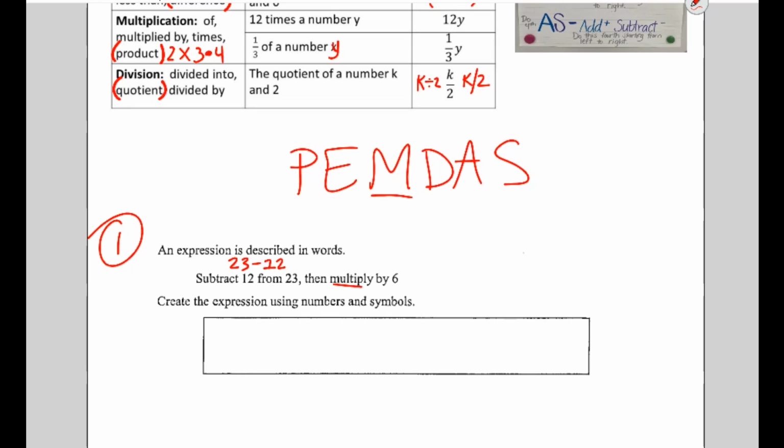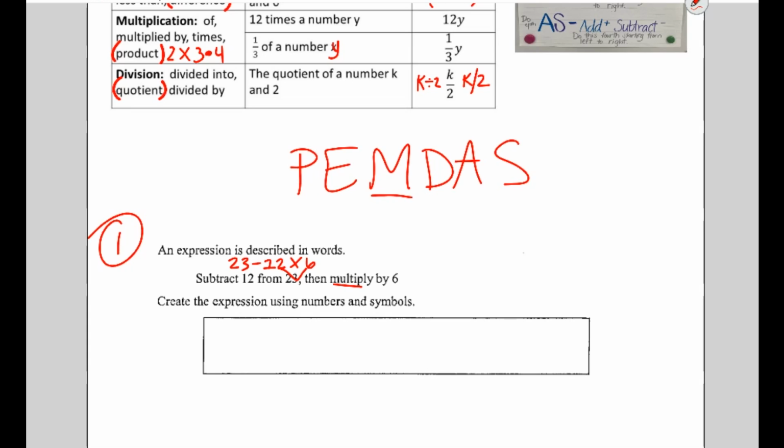So if we just wrote this like this, we would be doing 12 times 6 first, then we would take that 23 and subtract that 12 times 6, which won't make any sense because 12 times 6 is, I believe, 72. 12 times 6 is 72. I can't do 23 minus 72. That doesn't make any sense.